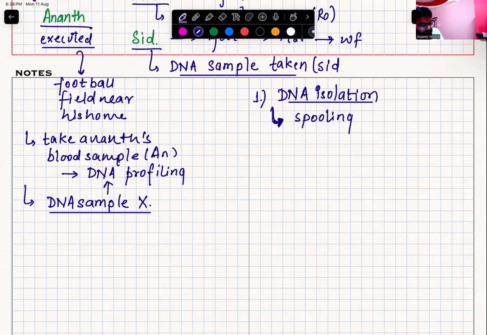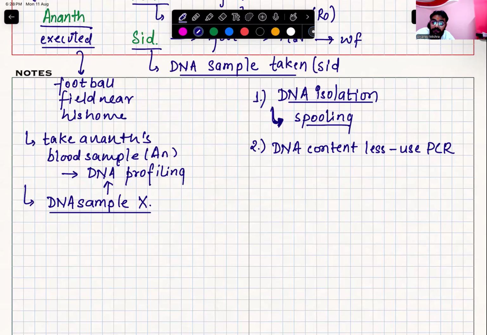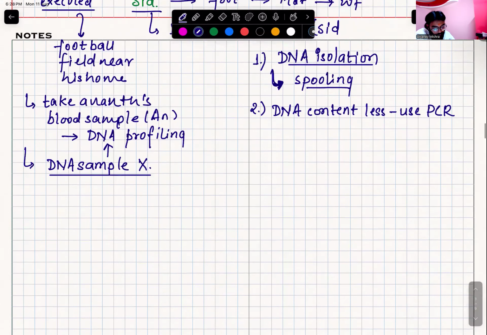Spooling. First, you digest the outside membrane by lipase, protease, and all of that. And finally, you give chilled ethanol to it and then you spool the DNA out. Is that okay? Now, if the DNA content is less, then you use PCR. Is that okay? Yes, sir.